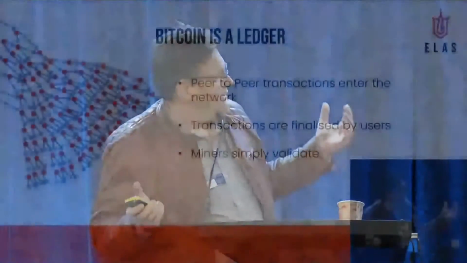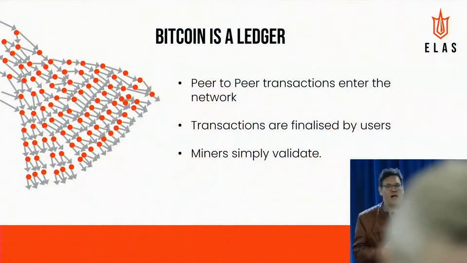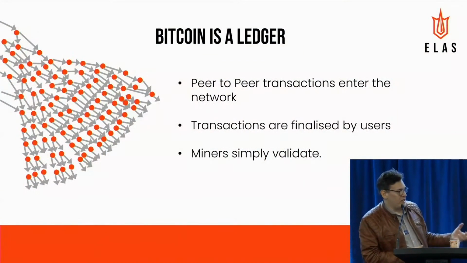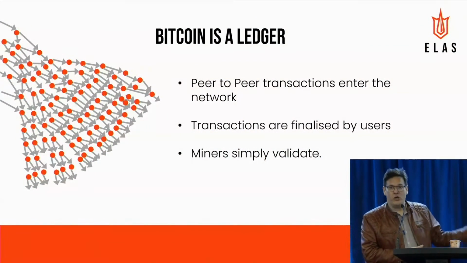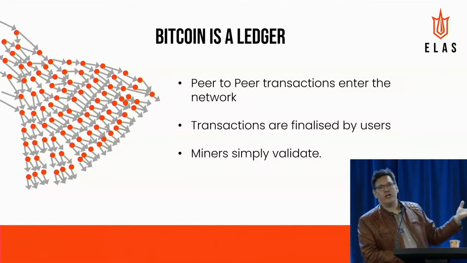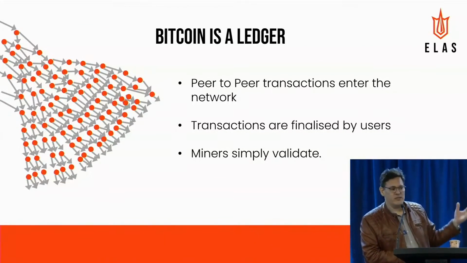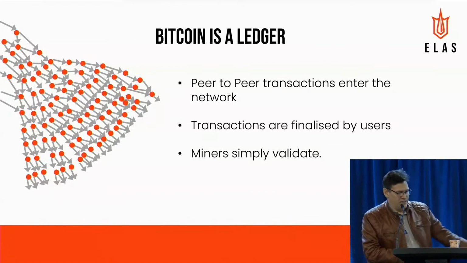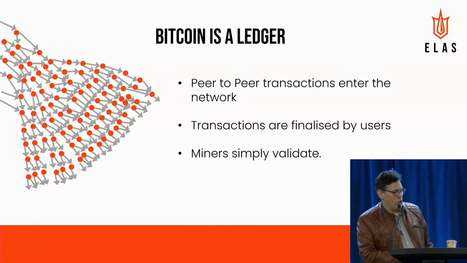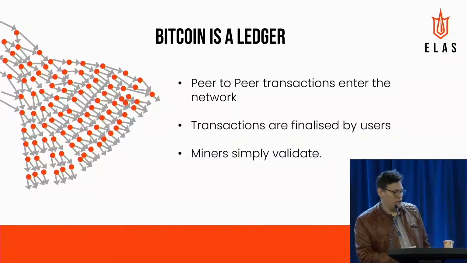Bitcoin is a ledger. We all know that. Transactions come in. They're created peer-to-peer. They get submitted to the network. They're validated by nodes. But this is important: they're only validated at the end. The users actually finalize the transactions themselves peer-to-peer. They sign everything, and it's completely done by the time it hits the network. So there's nothing that a node can do to modify your transaction.